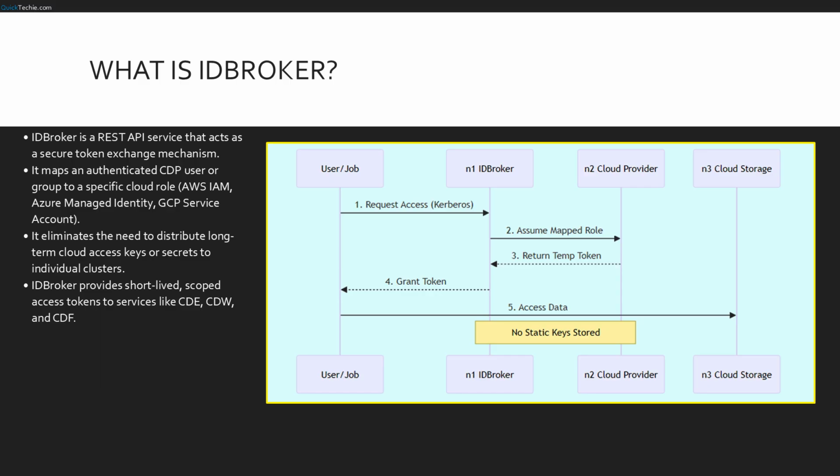First, the user or job requests access using their internal CDP credentials like Kerberos. The IDBroker receives this request and looks up the mapping configuration. It then asks the cloud provider, AWS, Azure, or GCP, to assume the specific role mapped to that user. The cloud provider returns a temporary token. IDBroker hands this token back to the user, who then uses it to directly access data in cloud storage. Notice the note: no static keys are stored on the cluster nodes.